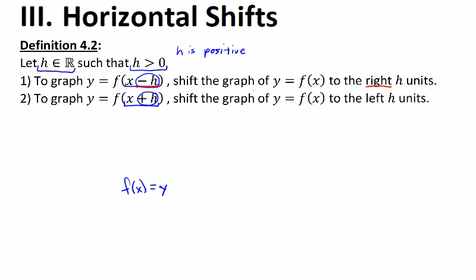Same thing for plus the real number, plus h. So if you have that going on, then you're not going to be going to the right, but in fact you'll be moving to the left. So be careful about the horizontal shift in the direction that you're going to be going based off of whether you're adding or subtracting.